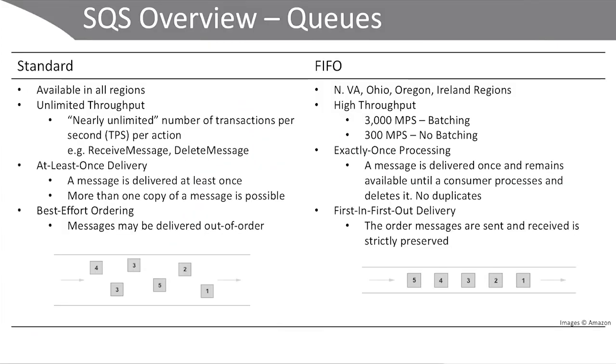And batching is simply putting multiple messages into one call to the queue. Exactly once processing is available with FIFO queues. So message number 1 in our picture there is going to be added to the queue, and then it will be delivered exactly one time. And that message needs to be processed and deleted for number 2 to be pulled from the queue. This is first in, first out. The order is maintained and preserved through the queue.